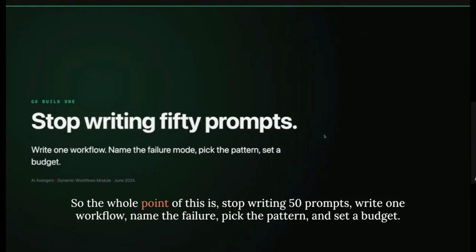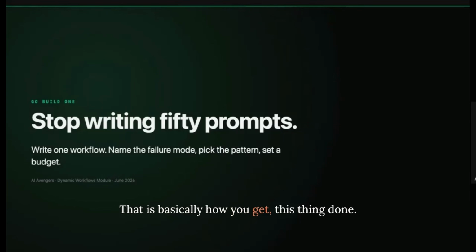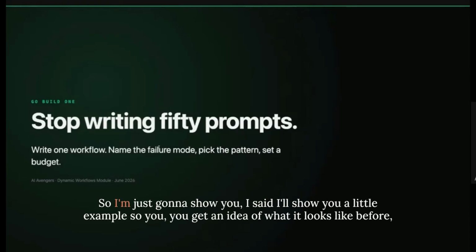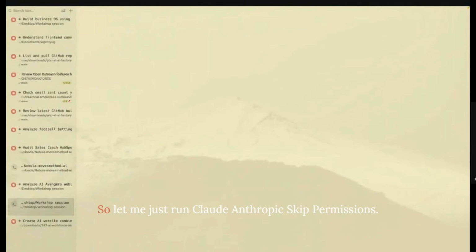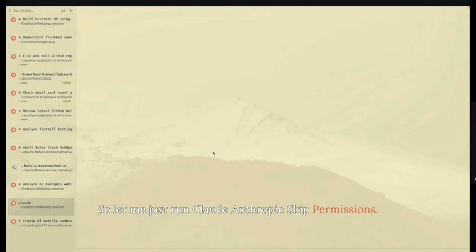So the whole point of this is: stop writing 50 prompts, write one workflow, name the failure, pick the pattern, and set the budget. That is basically how you get this thing done. So I'll show you a little example so you get an idea of what it looks like. Okay, so let me just run Claude, skip missions.